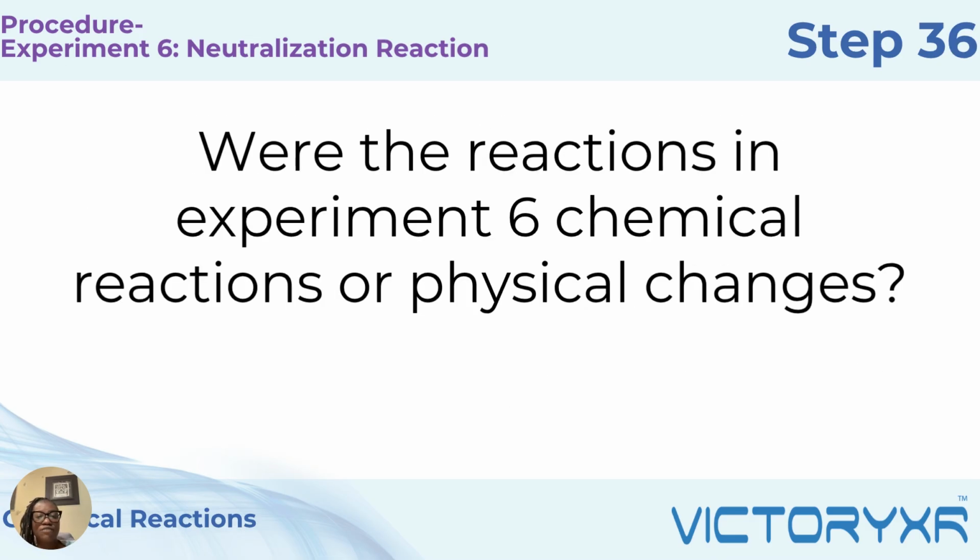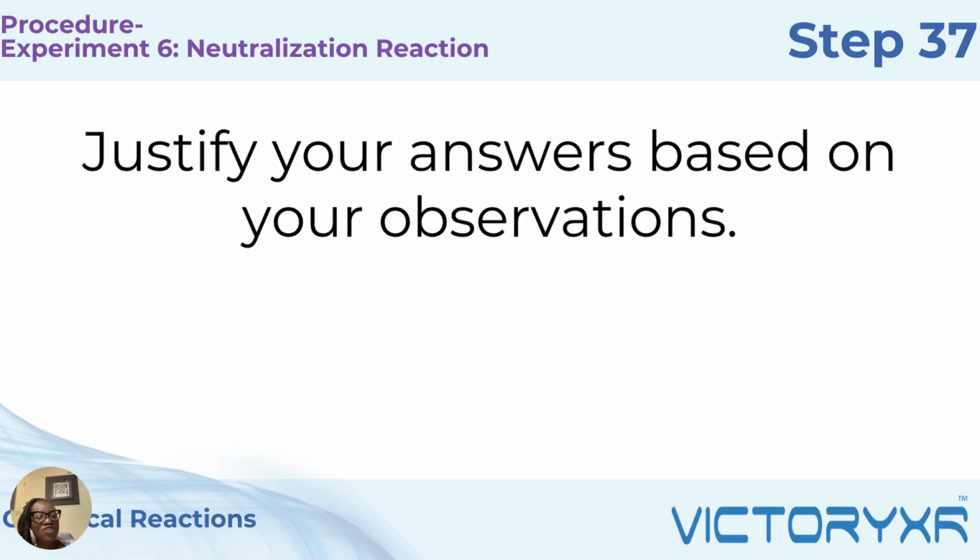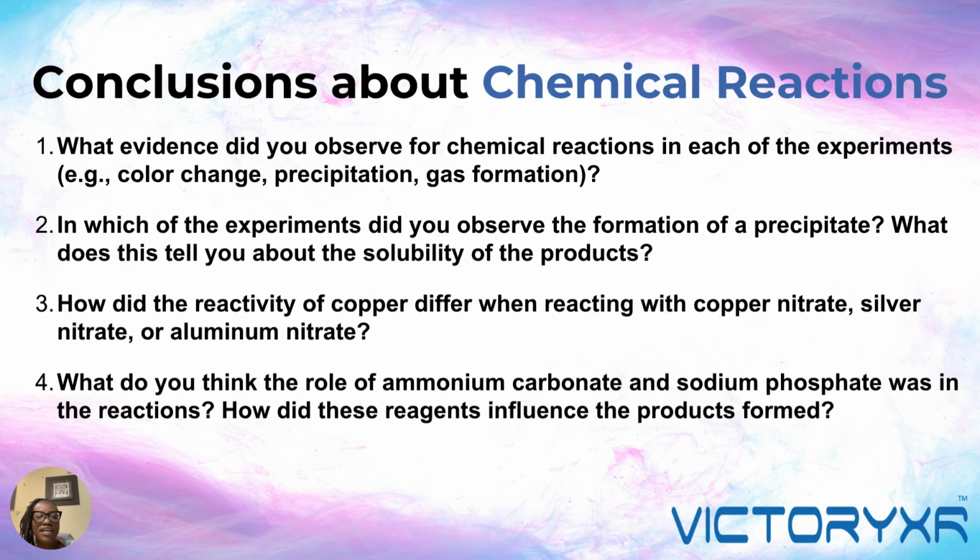Now, you will answer the following question. Were the reactions in experiment 6 chemical reactions or physical changes? You'll also justify your answers based on your observations. Now, you will draw certain conclusions about these chemical reactions, and after each one, you're going to think about what evidence you observed for chemical reactions in each of the experiments, whether it was color change, precipitation, a solid forming, or a gas forming.